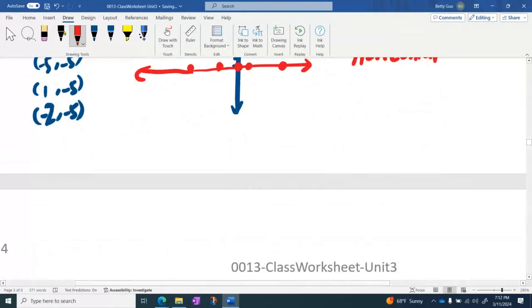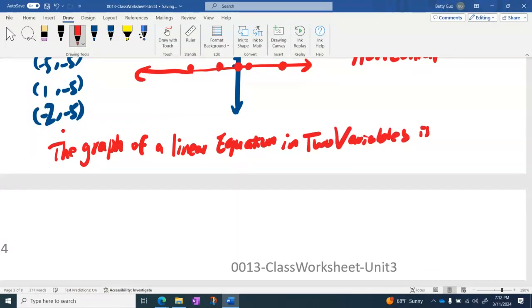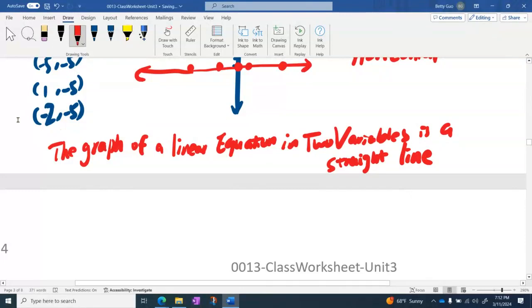So let me write it down. The fact is the graph of a linear equation in two variables is a straight line. I'm going to ask you this sentence on Wednesday when I see you, okay? I'll ask you, what's the graph of a linear equation in two variables? First, I'll ask you, what is a linear equation in two variables?